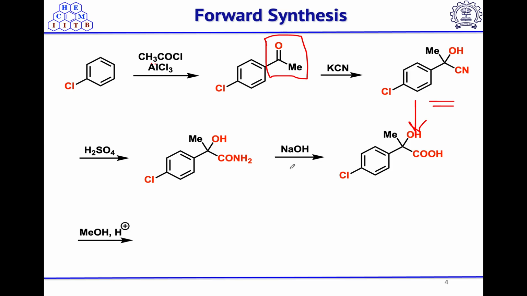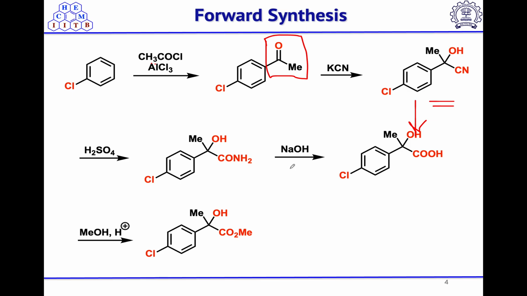Now next is methanolysis. So what product will you get? This is pretty easy. You can write down the answer. So what will be the next product? The next product is the esterification. So you'll get this carboxylic acid to methyl ester.